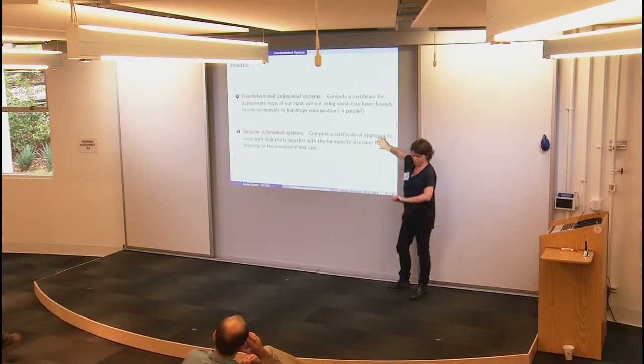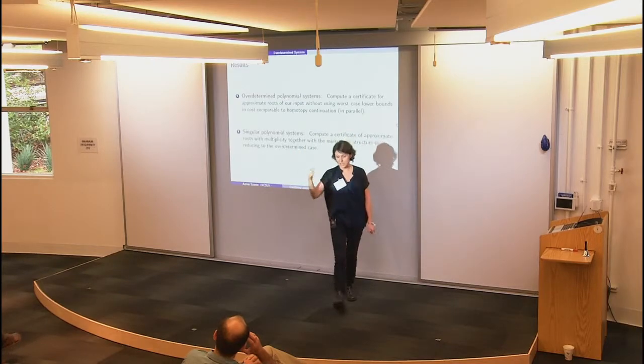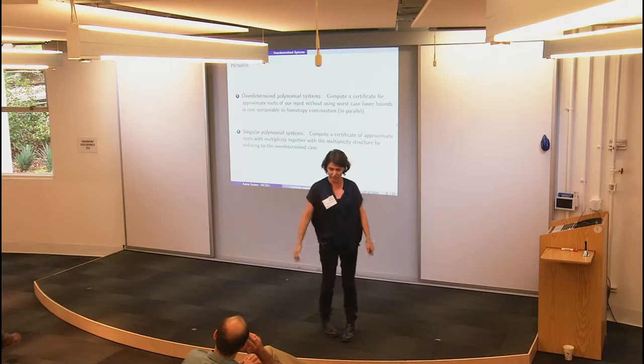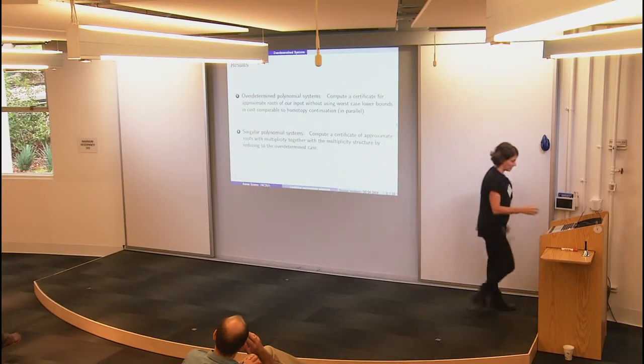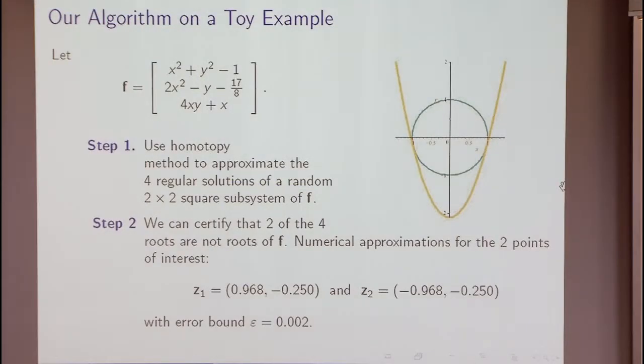And then in the second part of the talk, I will talk about how to reduce the certification of singular roots to the previous case, the overdetermined case. So that's the outline of the rest of the talk. So first, the overdetermined system. I'm not going to give you the whole algorithm. It's very simple. As I said, there are many choices.